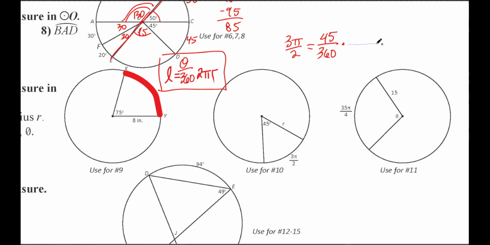I'm going to put this all on top. Times 2 times pi times what? R. And R is what we're solving for. Okay? So let's do the algebra. If I want to get R by itself, here's the first thing I would do.